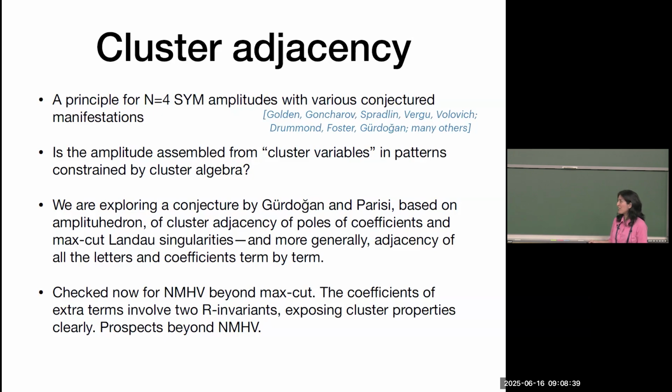So there's a specific conjecture relating to the maximal cut part, but more generally, we are finding that it extends to the other terms that are not coming just from the maximal cut part. We've checked this for NMHV beyond the maximal cut part. I mentioned in the previous slide where the coefficients have these 2 R invariants, and we also hope to be able to extend this idea beyond NMHV.